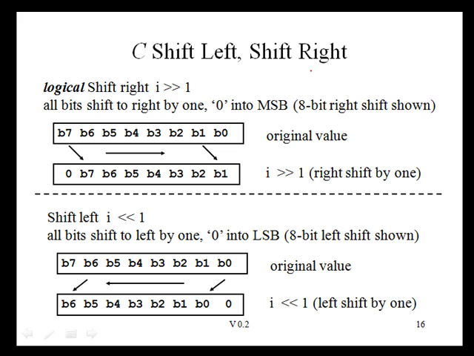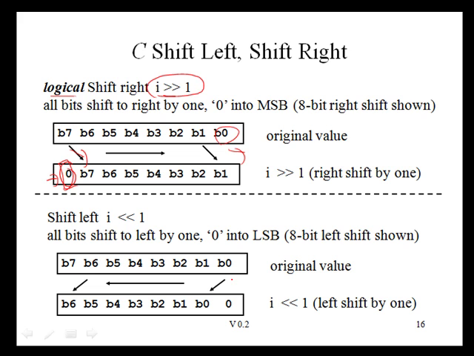Let's discuss shift left and shift right operations. This operator right here is the C language operator for a right shift, and here we're taking this variable and shifting it to the right by 1 position. For a logical shift, what's going to happen is all these bits are going to shift to the right by 1 position. This guy falls off the end, and we're going to get a 0 shifted into our most significant bit position. For a shift left, the opposite occurs.